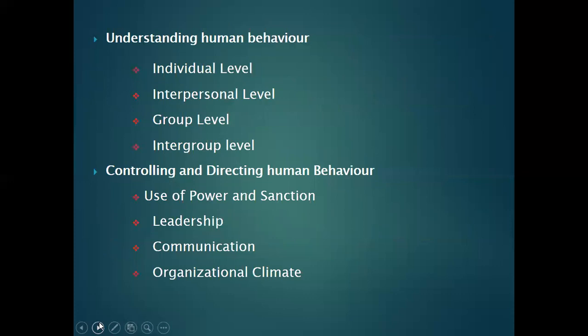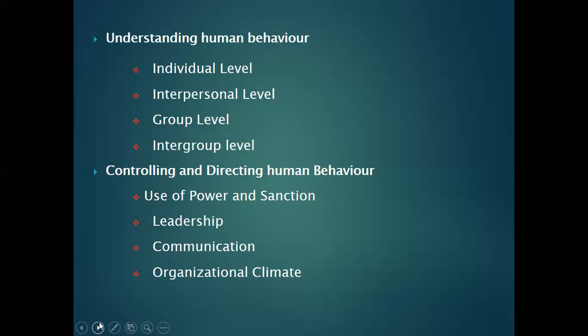So understanding human behavior in management may be at the individual level, interpersonal level, group level, and intergroup level. We can study how he behaves individually, then at the interpersonal level, how he reacts and what his attitude will be whenever he is in a group. Then an organization consists of so many groups, so there is intergroup communication and intergroup behavior. This is all understanding human behavior.